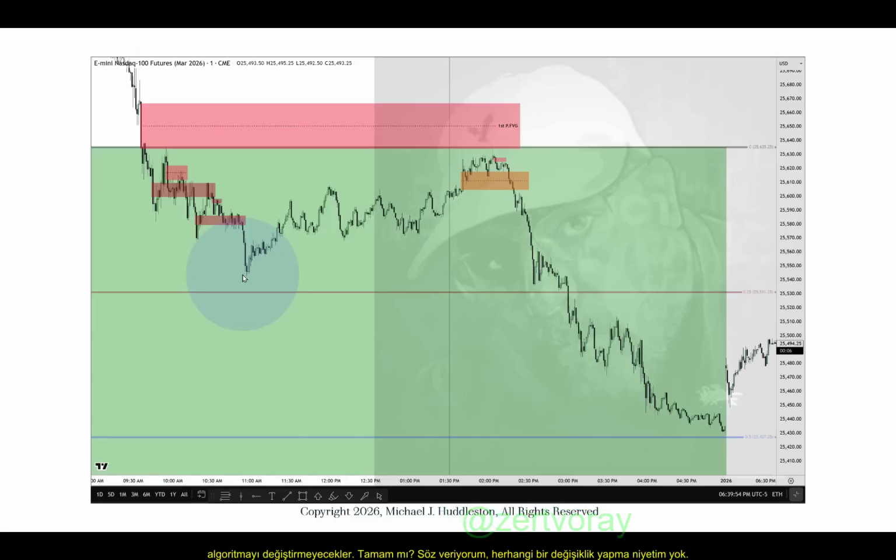And I know some of you are thinking, this is crazy. Right? If they're going to change the algorithm, why is it still working? If they changed it, why is that still working? They're not going to change it. I promise you. I have no intentions of making any changes. So hopefully, this is starting to make a little sense to you and you're learning.